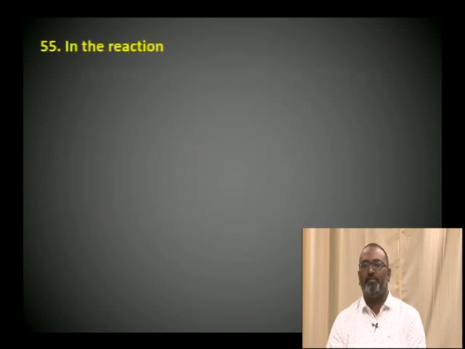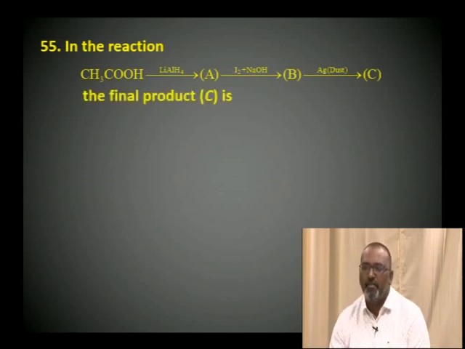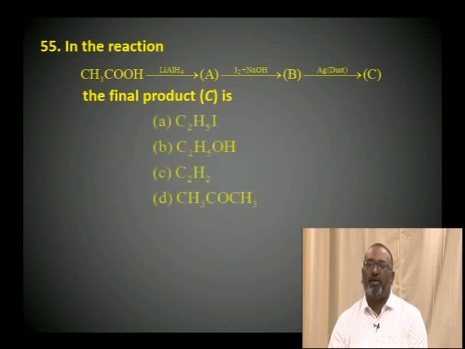Question number 55. In this reaction, acetic acid is treated with lithium aluminum hydride to produce A, which is followed by reaction with iodine and sodium hydroxide to produce B, followed by reaction with silver dust to produce C. They are asking us what is C. The options given are C2H5I, C2H5OH, C2H2 and CH3COCH3.